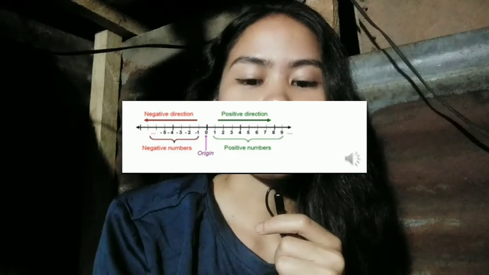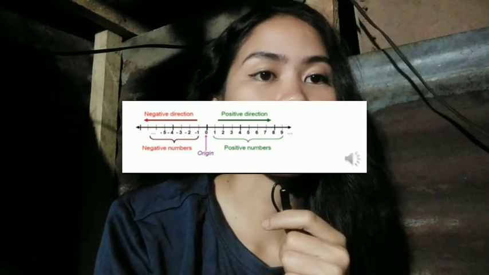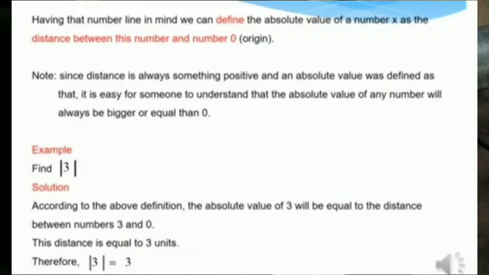With the number line in mind, we can now define the absolute value of a number x as the distance between the number and the origin. It is important to note that since distance is always positive and the absolute value is defined as this distance, the absolute value of any number will always be greater than or equal to 0. Now let's proceed to two examples.